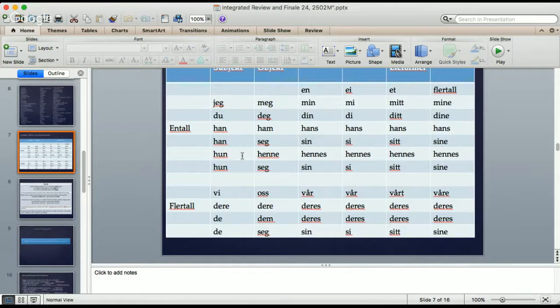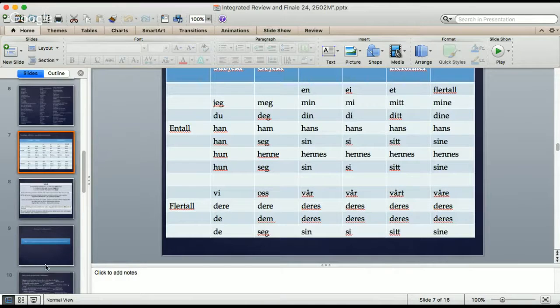So just remember sin, si, sitt, sina in singular, but also in plural, flertal, we have sin, si, sitt, sina. It can only be used on the object in the sentence.